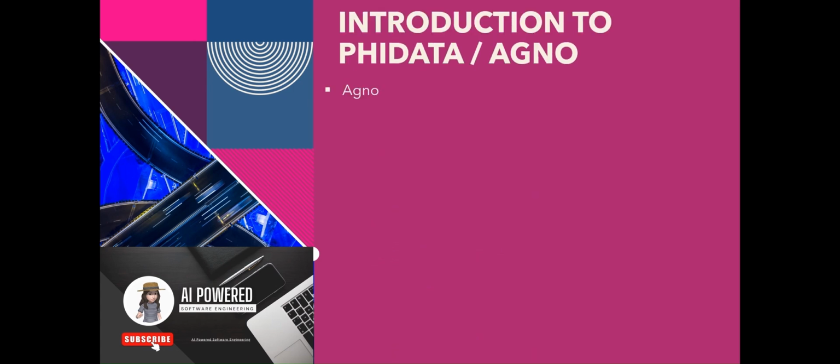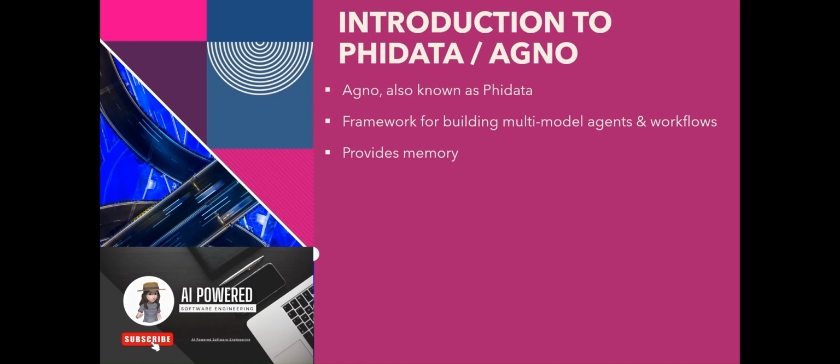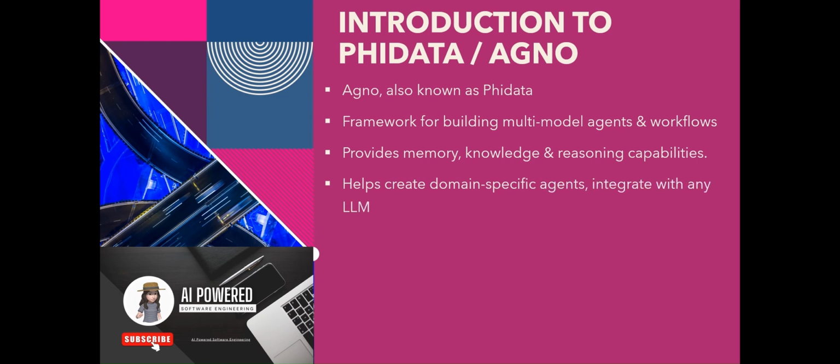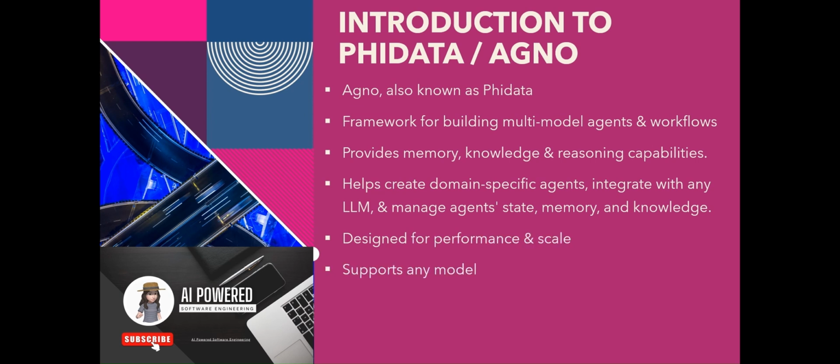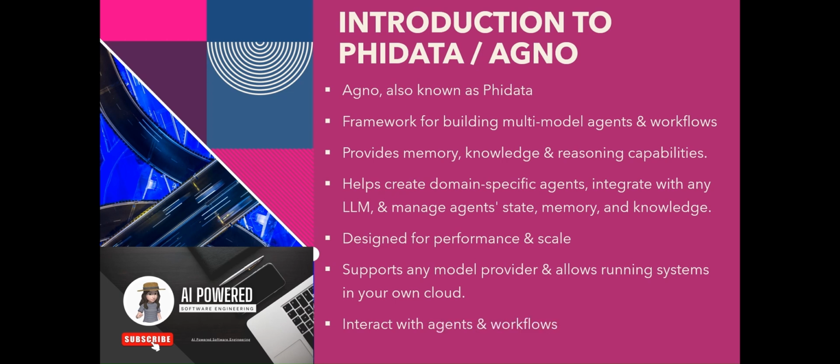So, what is PHIDATA that's now known as Agno? It's a framework for building multi-model agents and workflows. It has memory, knowledge, and reasoning capability. It helps create domain-specific agents, integrate with any LLM, and manage agent state, memory, and knowledge. It's designed for performance and scale. It supports any model provider and allows running systems in your own cloud. It can interact with agents and workflows using a beautiful agent UI. Let's look at some of its features that makes this a powerful and popular framework.